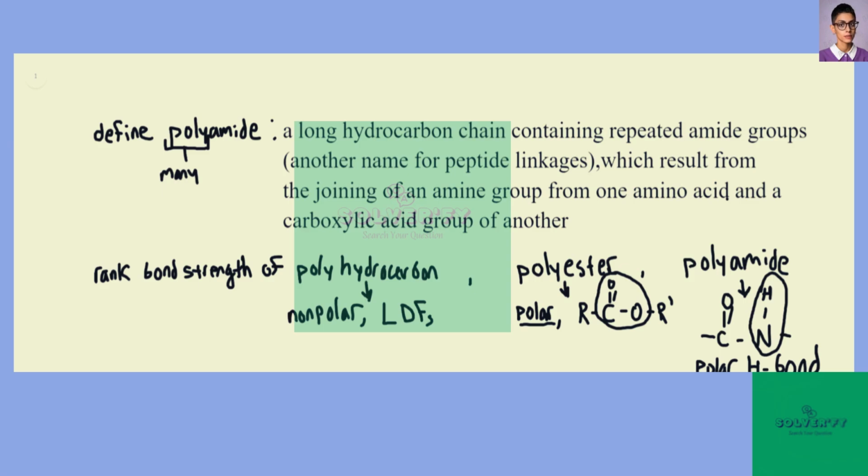So in order from greatest to least, we have the polyamide, which is the first or strongest. And then we have the polyester, which is polar but doesn't have those hydrogen bonds. And then we have the hydrocarbon, which is the third or weakest. So then you can essentially arrange the bonds like that.